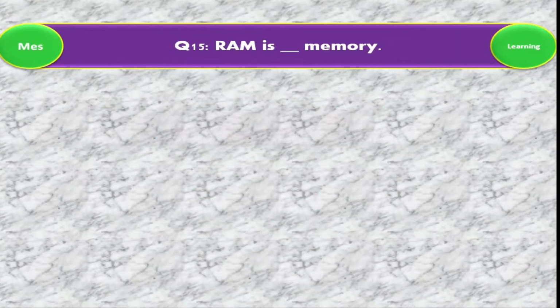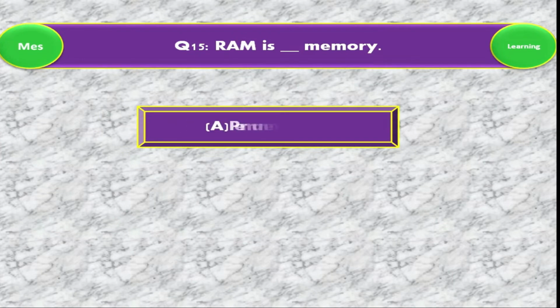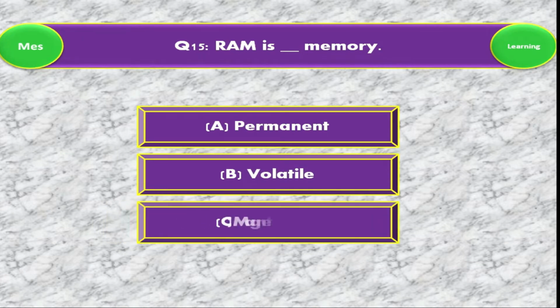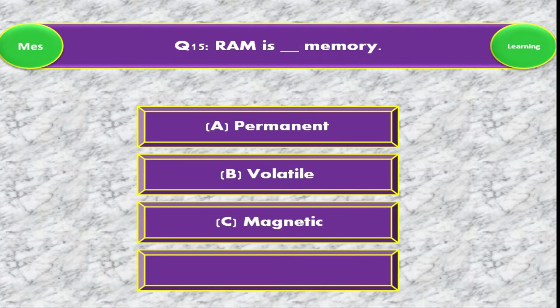Question 15. RAM is dash memory: permanent, volatile, magnetic, none of these. Right answer, volatile.